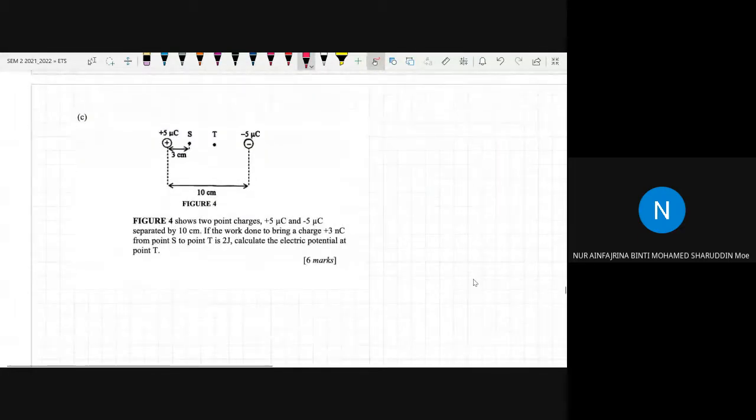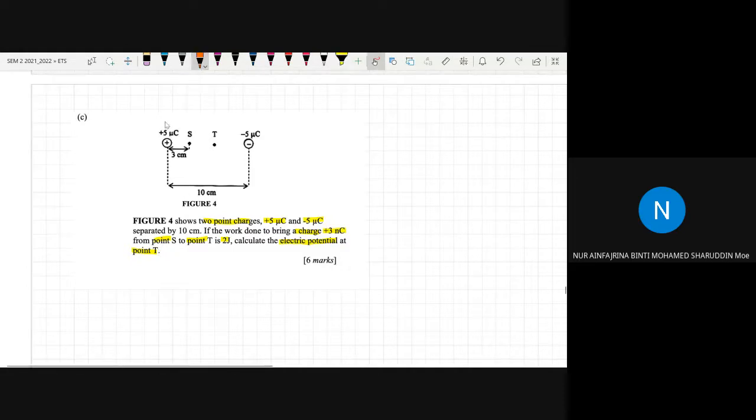Alright, figure 4. So, one is 5 microcoulomb, another one is negative 5 microcoulomb, separated by 10 centimeter. If the work done to bring a charge of 3 nanocoulomb from point S to point T is 2 joule, calculate the electric potential at point T. Oh, very interesting this question.